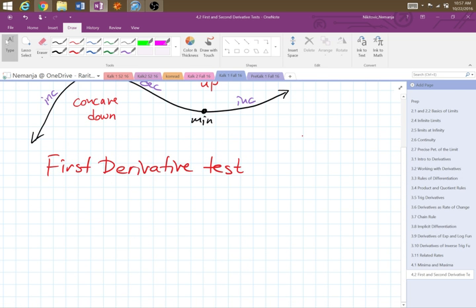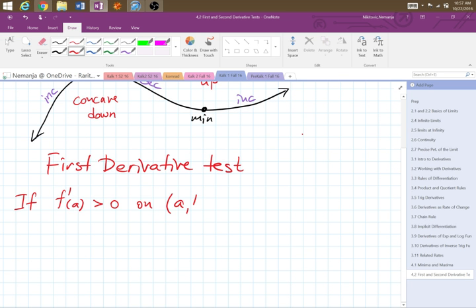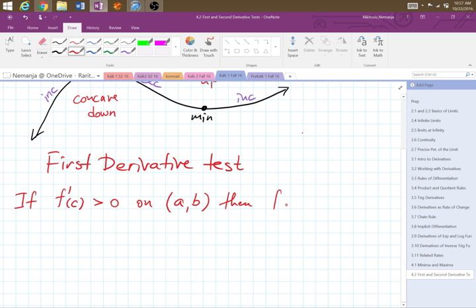So what is this first derivative test? The first derivative test states that if the first derivative at some point C on the interval A to B, C is in between A and B somewhere, is larger than 0, then the function f of x is increasing on that interval A, B.